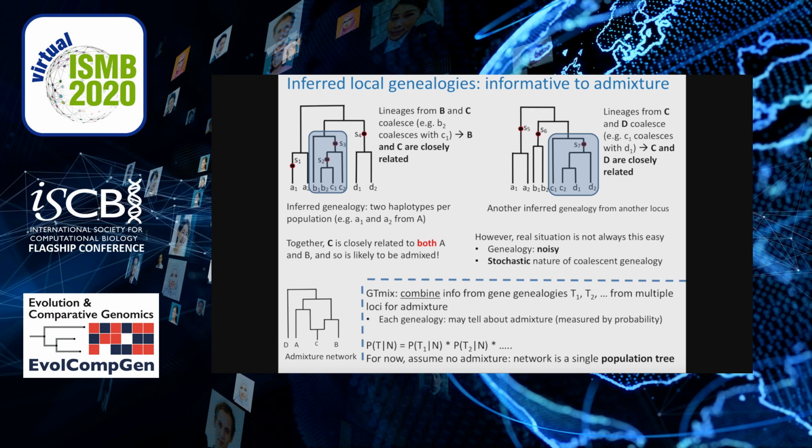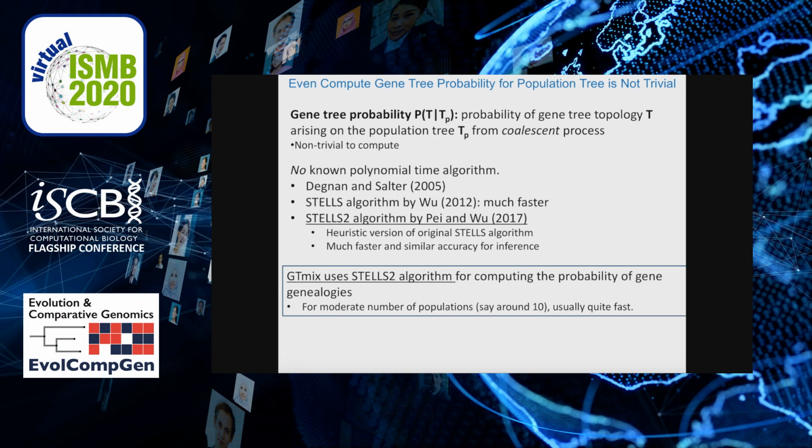So how do we compute this likelihood? For now, let's assume there is no admixture, so there is a single population tree. It turns out computing the gene tree probability on a given population tree is itself not trivial. The gene tree probability is the probability of observing a gene tree topology T for a given population tree TP due to the coalescent. There is no known polynomial algorithm for this problem. The first algorithm is due to 2005.